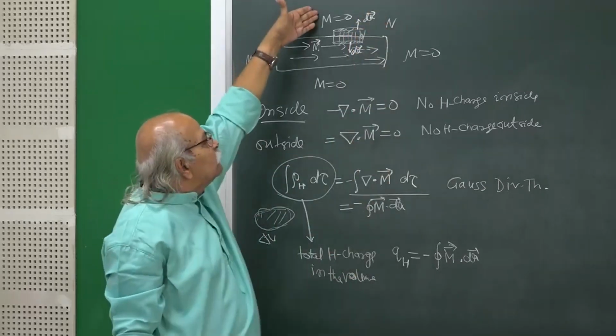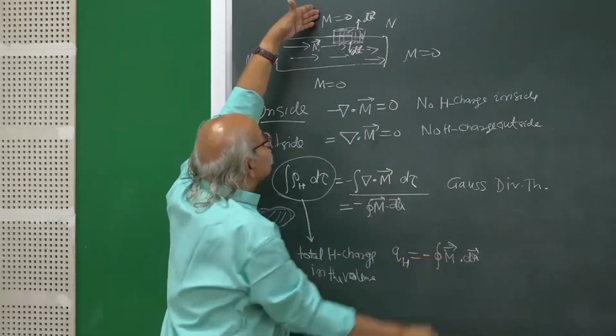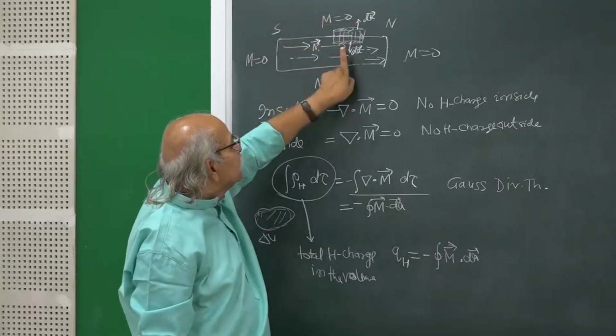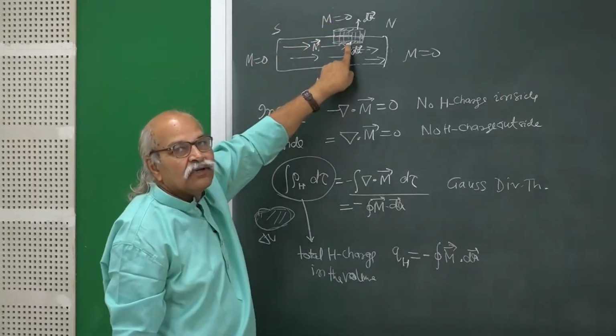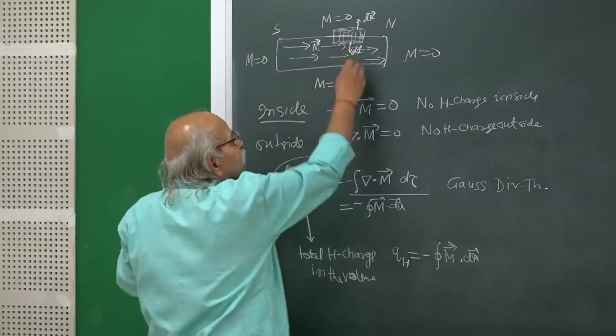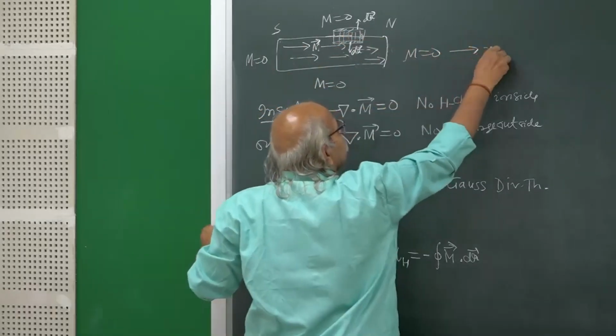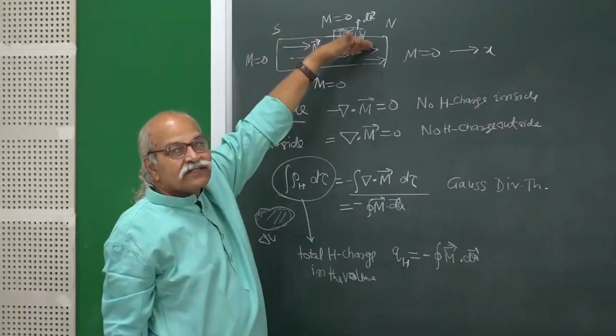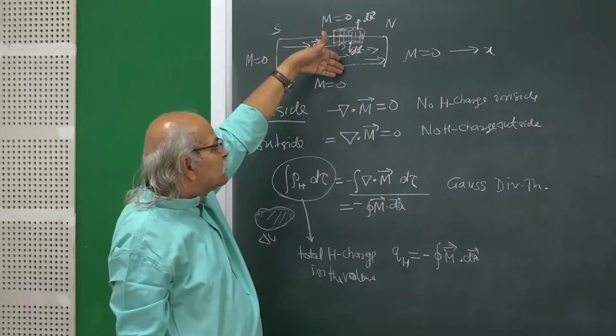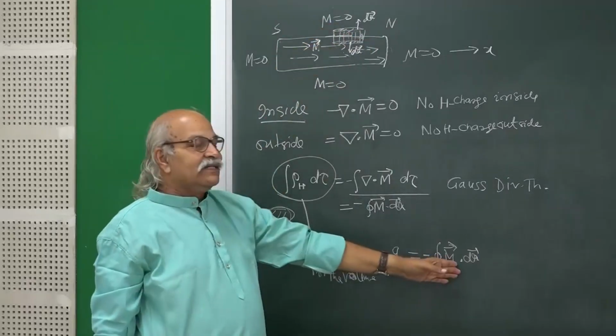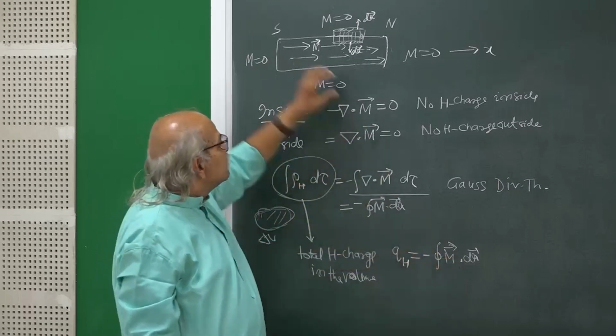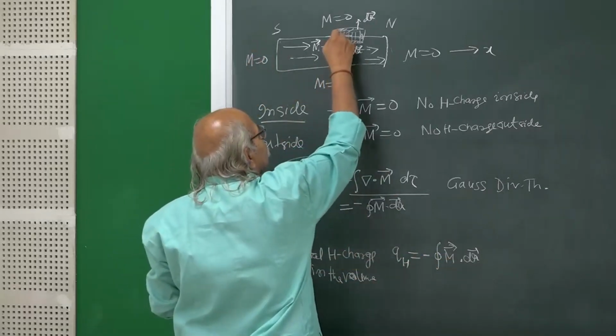M is anyway 0, so no question of m dot dA on this surface. Here m is not 0, but m is in, let us say this is the x direction. So m is in the x direction and dA is perpendicular to that. So m dot dA is again 0.